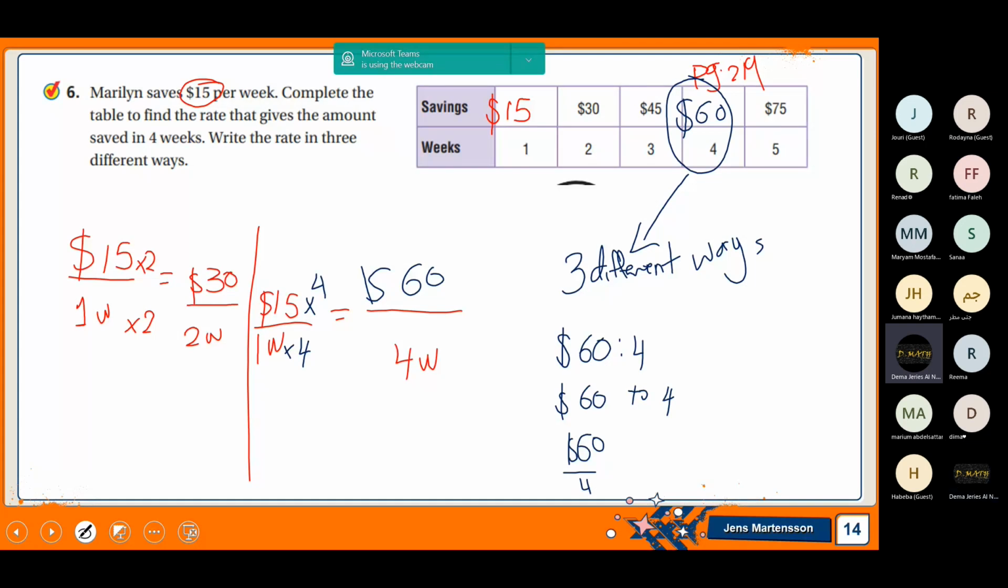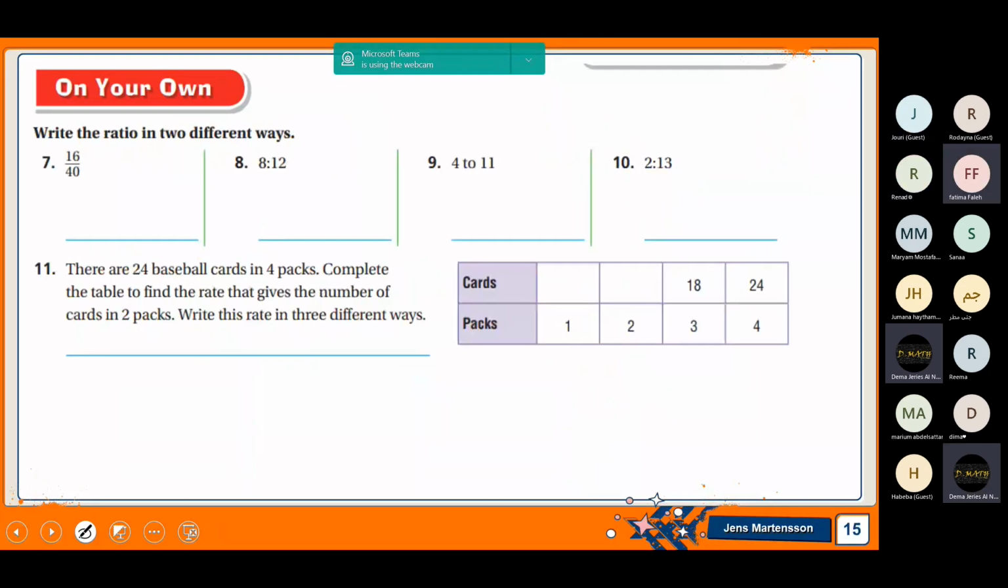Do you have any questions now? No, teacher, thank you. Okay. Now, number 7, write the ratio in 2 different ways. 16 over 40. How do you write it? Give me the ratio, the ways. 16 to 40, or like 16:40. Yes. Thank you, Fatima. Okay. Now, Habiba.